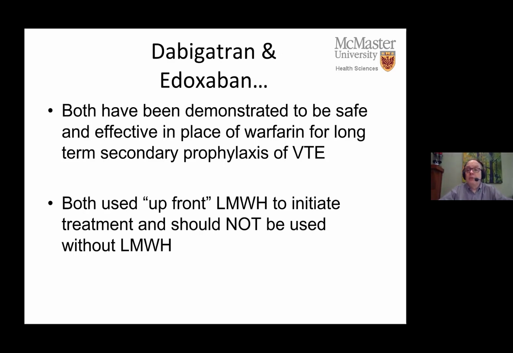But remember, both these drugs do require an upfront course of low molecular heparin, and I recently did see a patient who had been admitted to the hospital with an acute episode of venous thromboembolism who was treated with edoxaban alone, and that has never been tested in clinical trials and should not be used.